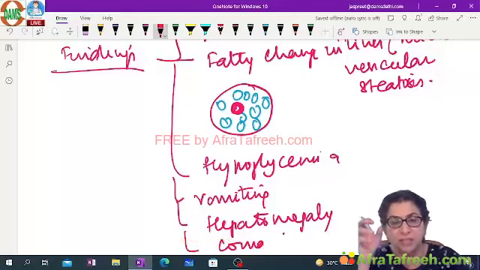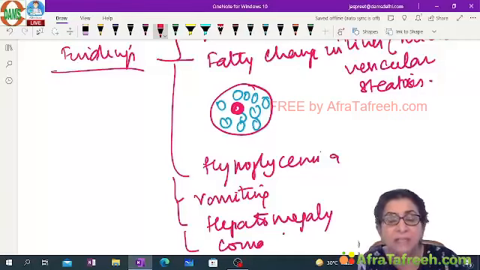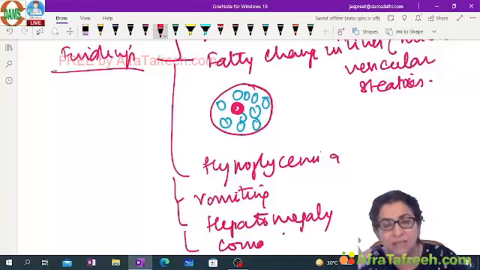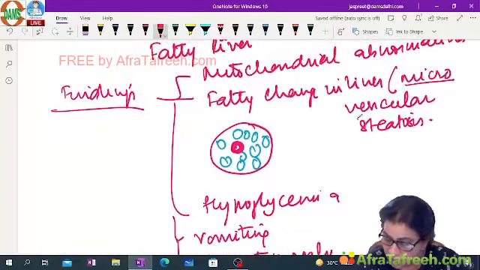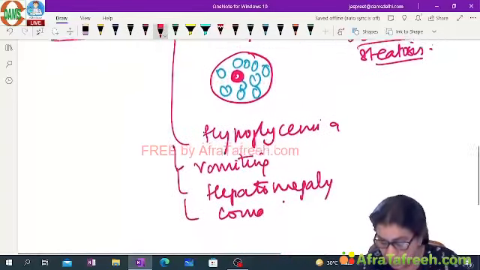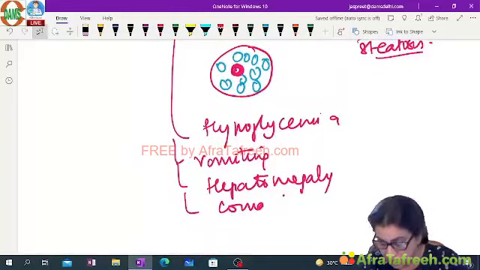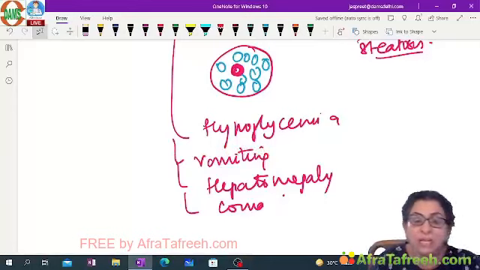So basically the defect lies in the mitochondria. Aspirin metabolites inhibit the beta oxidation of fatty acids going on in the mitochondria by inhibiting the enzymes. As a result, because of this mitochondrial defect produced by aspirin metabolites, there is microvesicular steatosis, that is, tiny vacuoles of fat accumulate in the hepatocytes. Also there is hypoglycemia, vomiting, hepatomegaly, and coma. So we have to avoid aspirin.